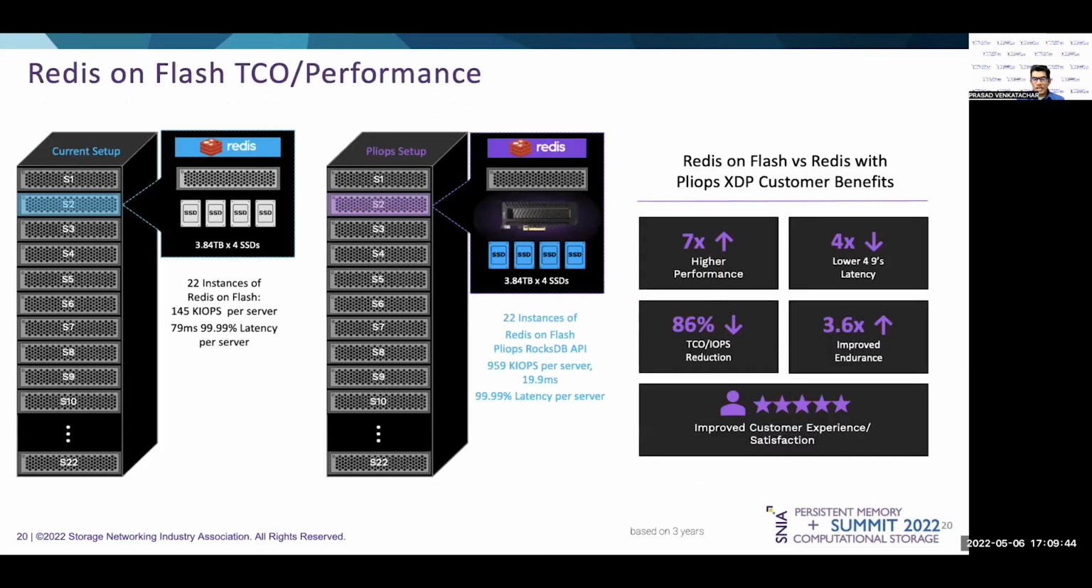One way to illustrate this is 7x higher performance and 4x lower latency, which we saw in the previous chart. This translates to a 22-instance setup in a single rack delivering 145K IOPS per server with 79 milliseconds latency. The same setup running at 956K IOPS is a 7x higher performance boost, with 19.9 milliseconds, 4x lower latency, and TCO per IOPS reduced by 86%.